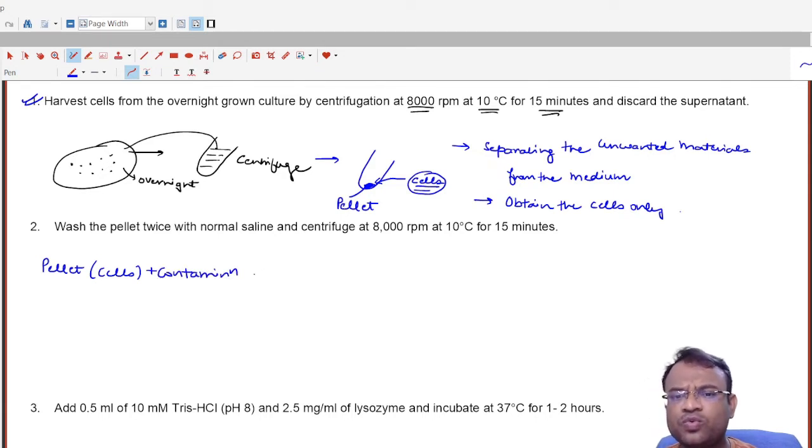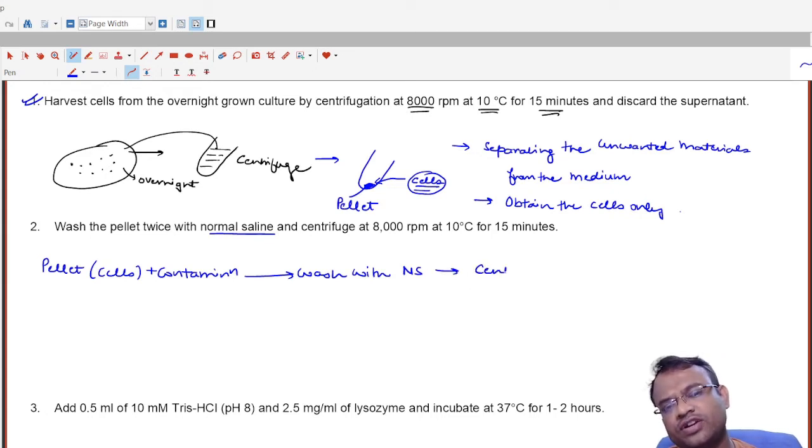What you do is you wash it with normal saline. Normal saline means NaCl. Wash with normal saline, and then again centrifuge it.